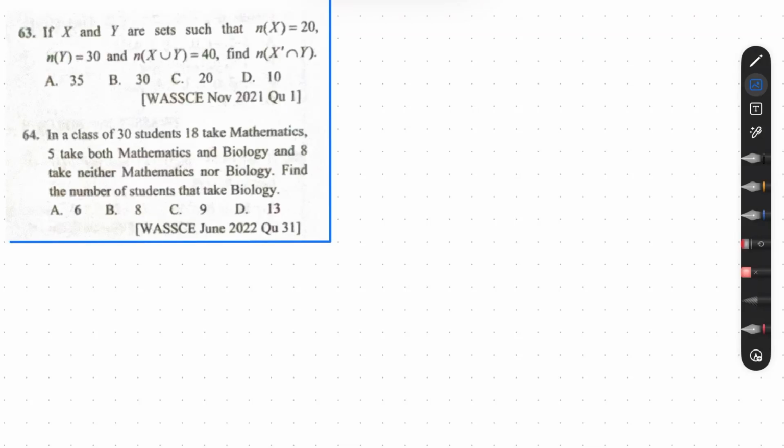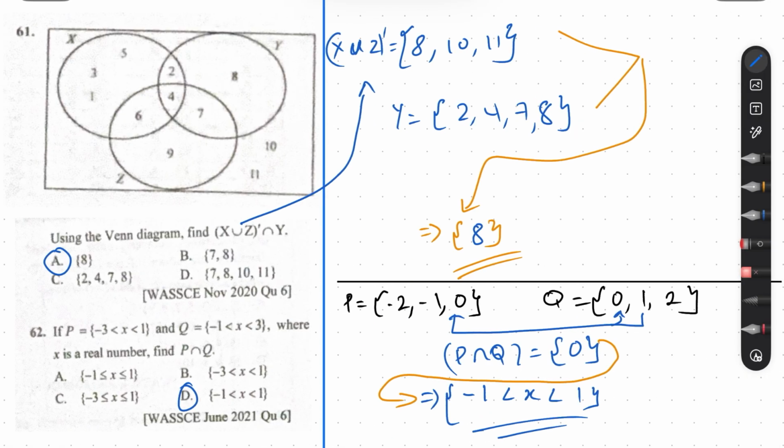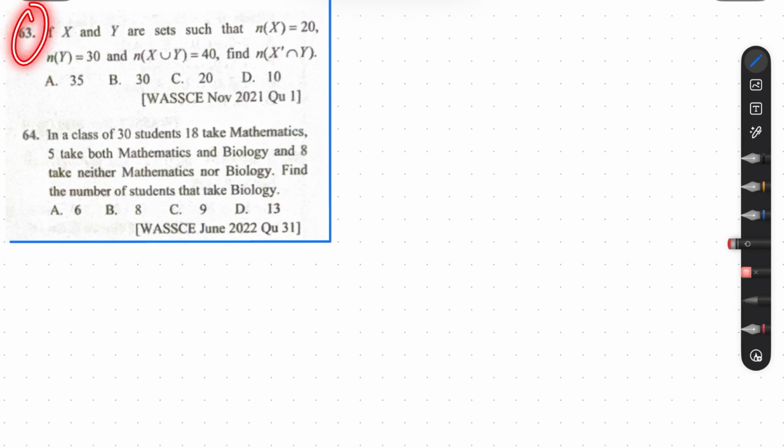In this session, we start with question number 63. In the previous session, we ended on question number 62. So let's move on to question number 63. It says if x and y are sets such that the number of x is equal to 20, the number of y is equal to 30, and the number of x union y is equal to 40, that means everything in x and y, the number is 40. Find the number of x prime intersection y, x complement intersection y.